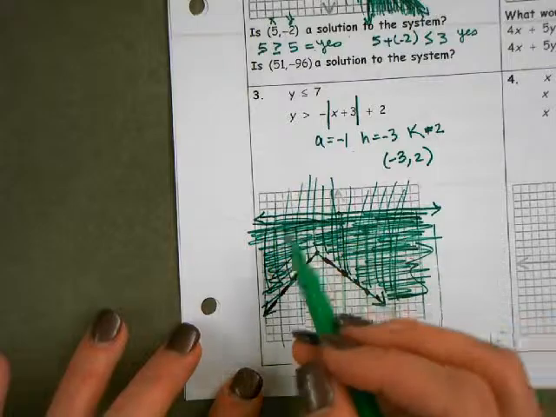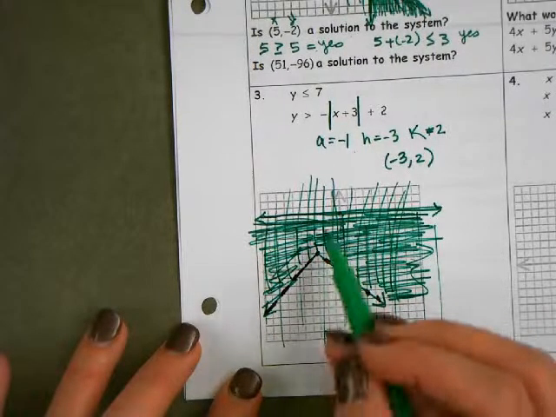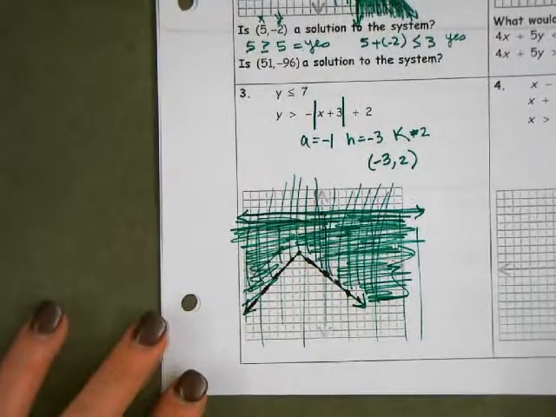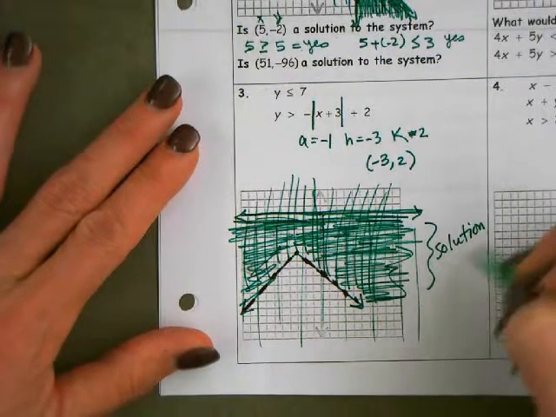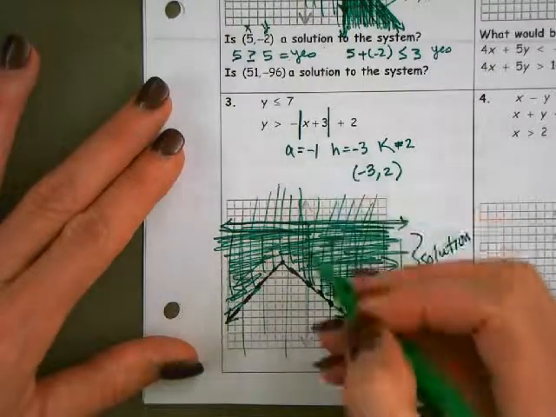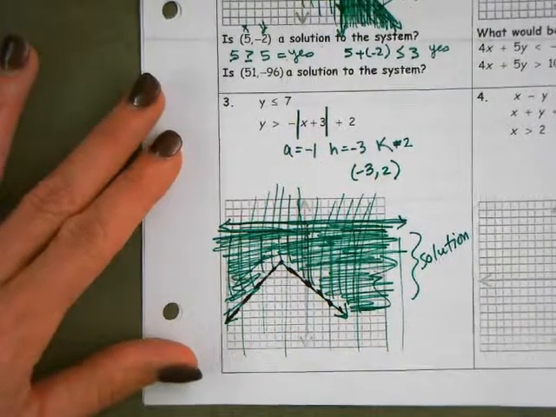So my solution falls within this line here, and then between that line there. That is the solution. Okay, so that's the solution, where all points inside that area would make both of those true at the same time.